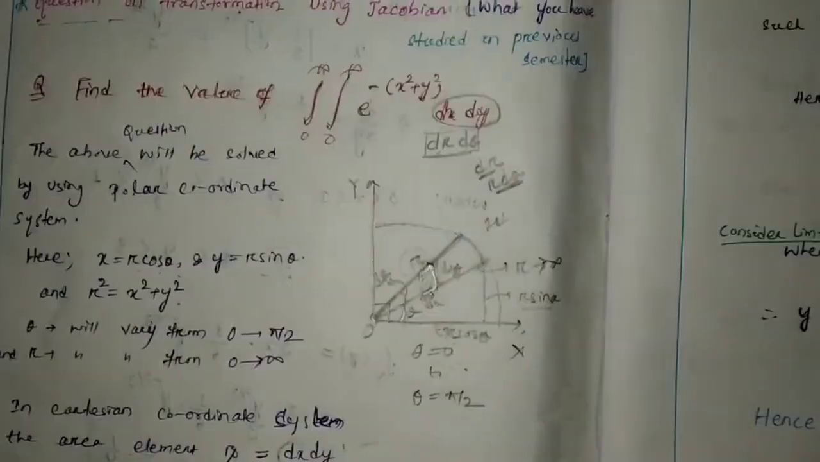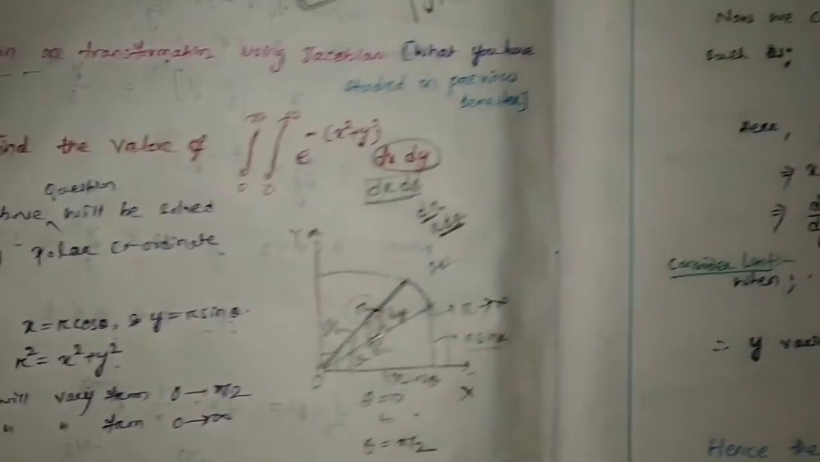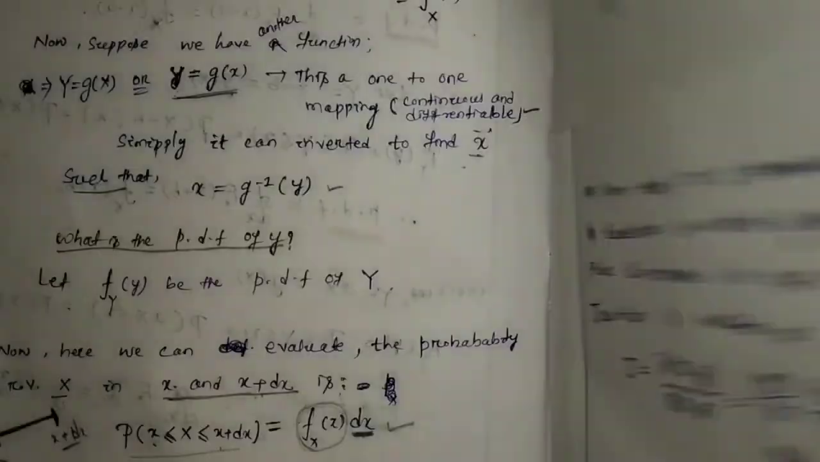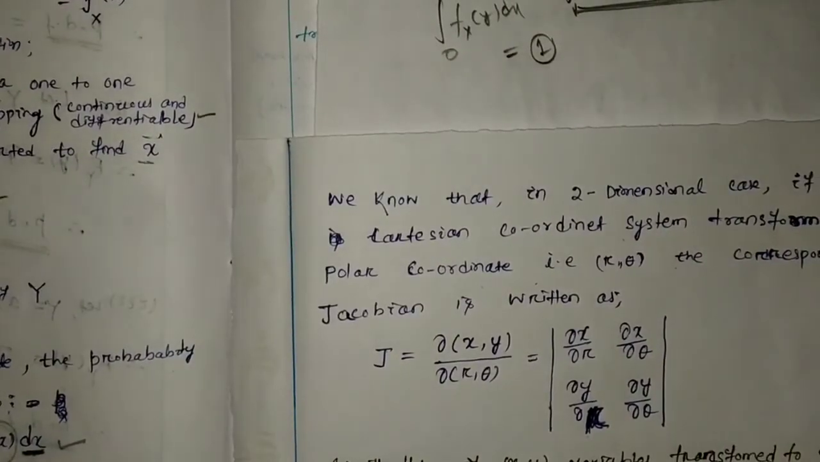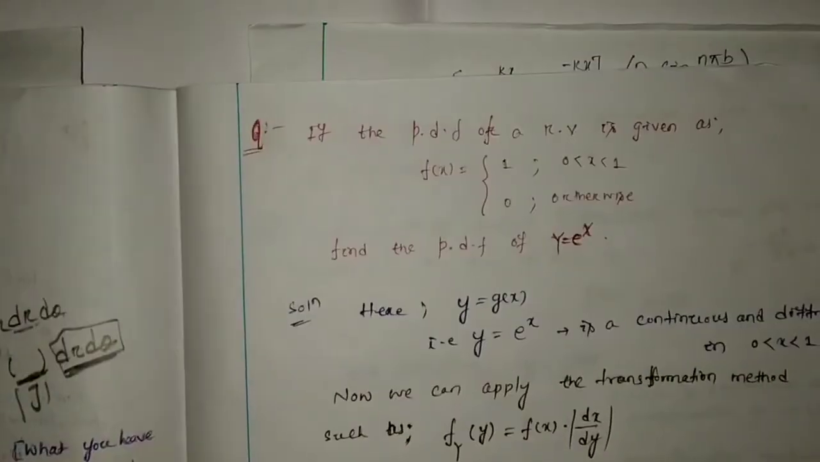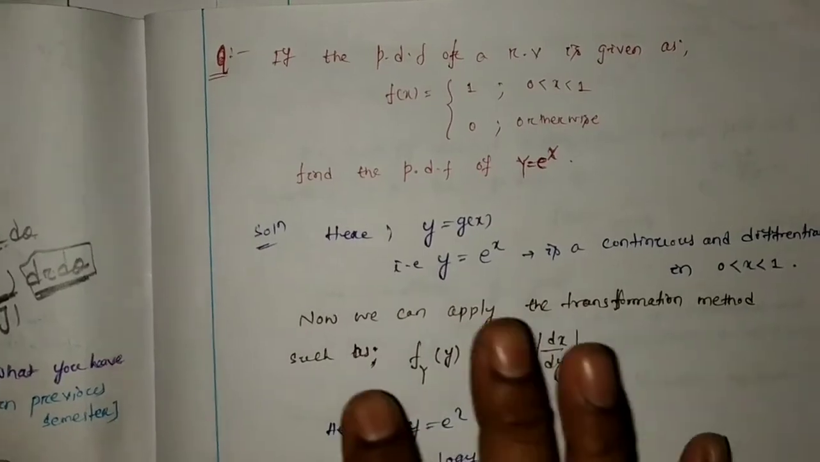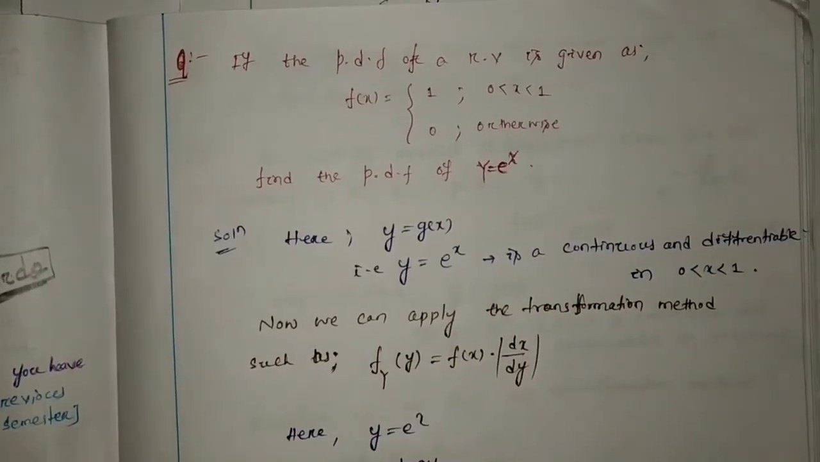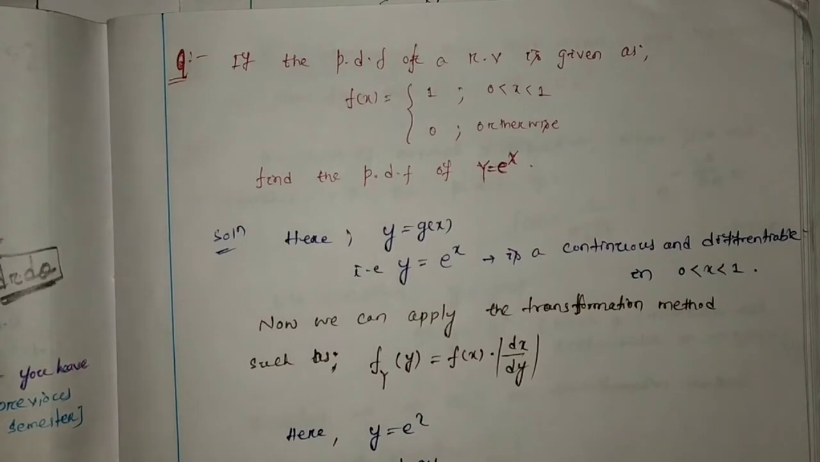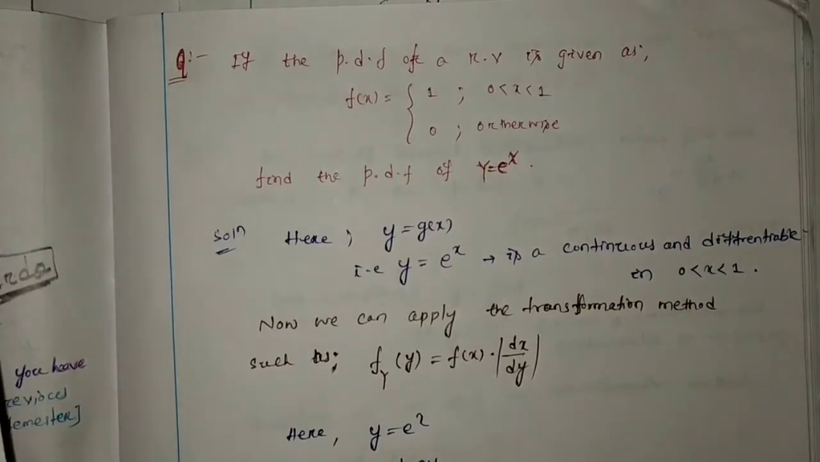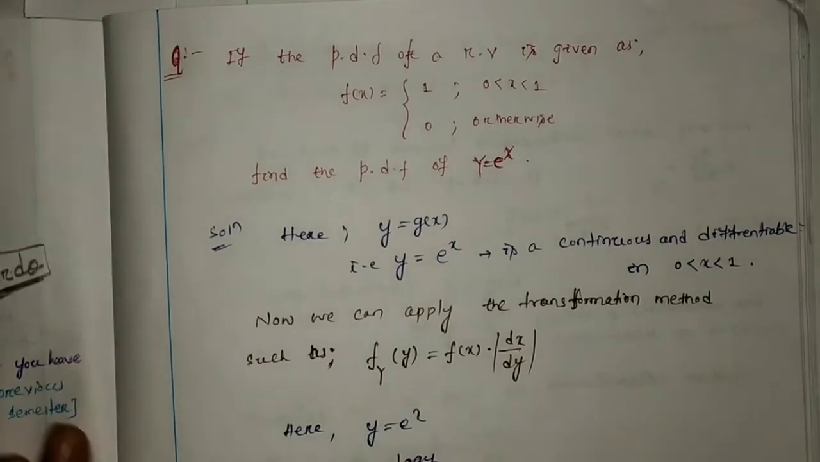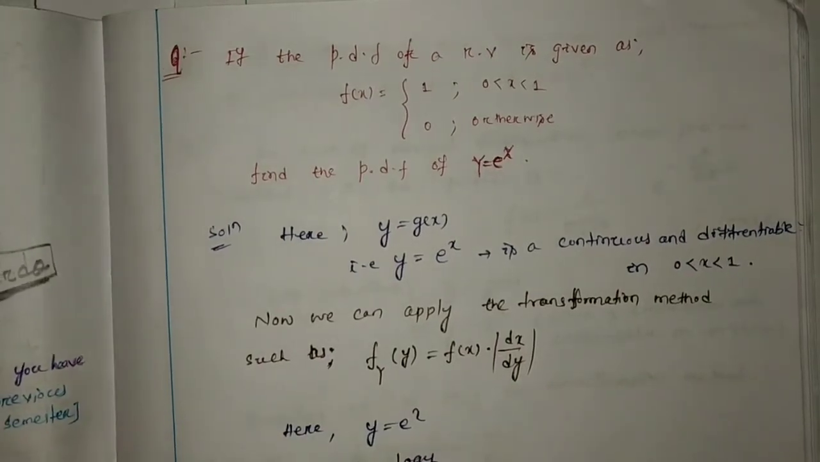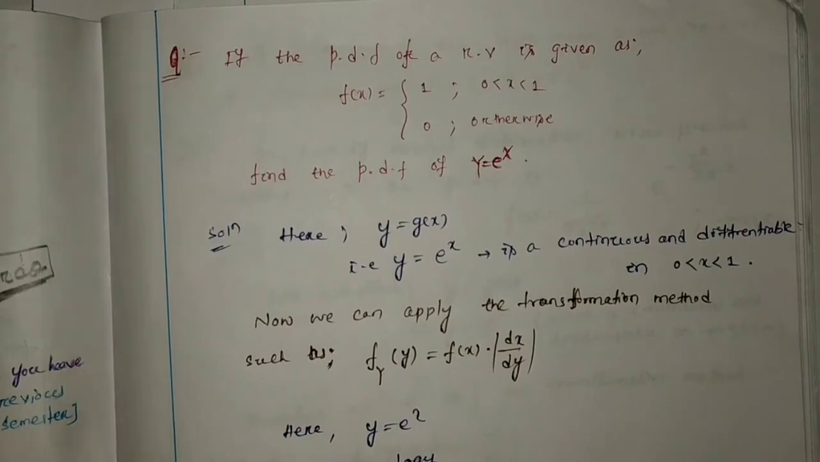Here I did a question using the Jacobian, showing how we transform one coordinate system to another coordinate system. Here we have to stop today's class. In our next class, we are going to discuss some numericals about one-dimensional transformation, using the one-dimensional transformation method to solve a few numericals. Then we are going to go for two-dimensional transformation.